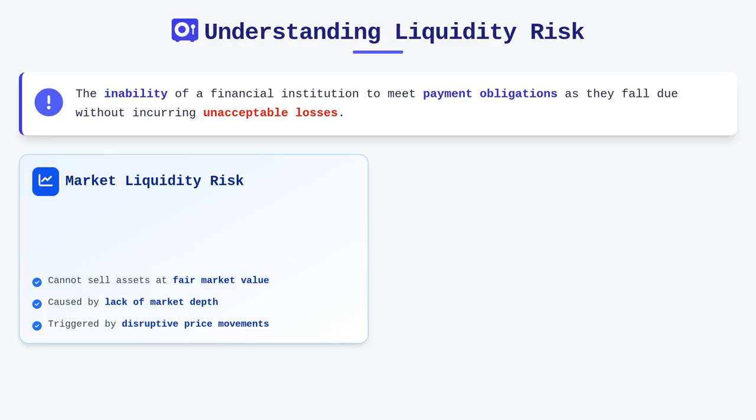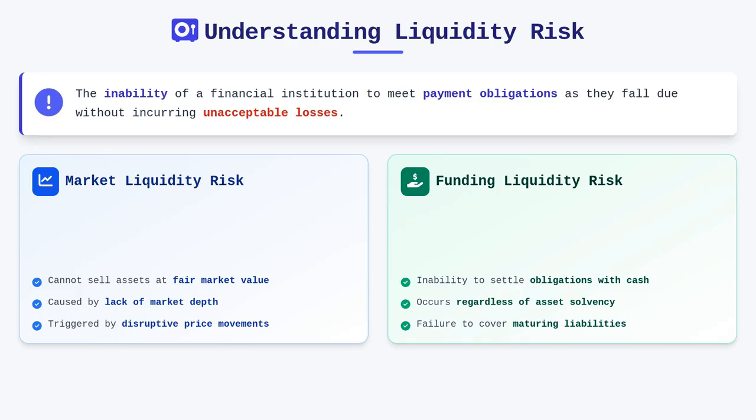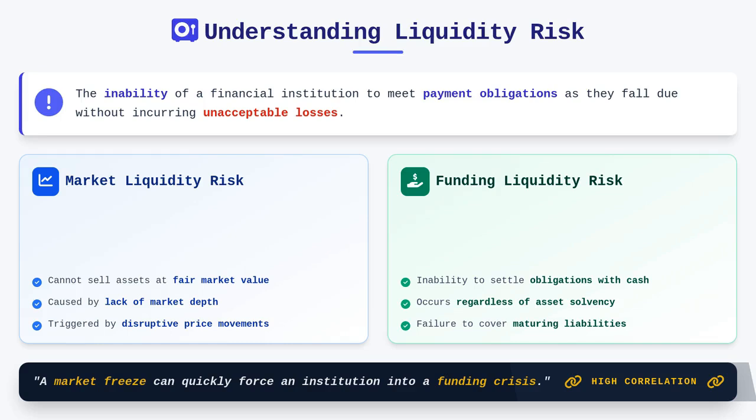Market liquidity risk arises when you cannot easily sell an asset at its fair market value because of a lack of market depth or disruptive price movements. Conversely, funding liquidity risk is the inability to settle obligations with cash or its equivalents when they come due, regardless of the solvency of your assets. These two risks are frequently correlated, as a market freeze can quickly force an institution into a funding crisis. When an institution cannot find buyers for its securities, the secondary market evaporates, leaving the balance sheet illiquid and incapable of generating the cash necessary to cover maturing liabilities.